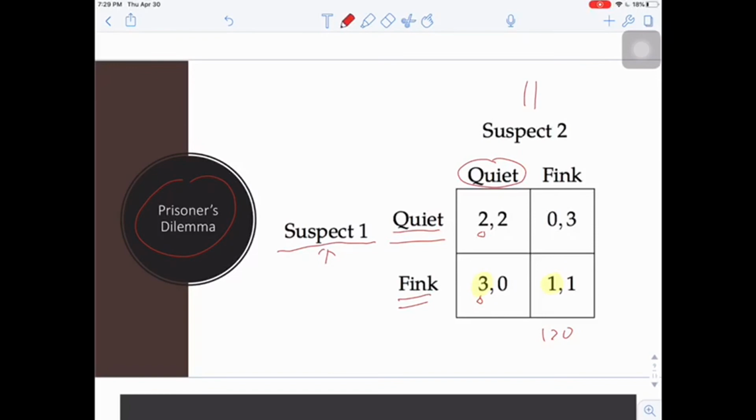If now I'm suspect 2, I know suspect 1 will choose quiet, and I have to choose between quiet or think. Definitely I will choose think because it gives me a higher payoff of 3. And the same theory applies if player 1 chooses think. I will choose to play think instead of quiet because I can get a higher payoff of 1. So in this case, very simple and straightforward, our Nash equilibrium is when both players choose think.